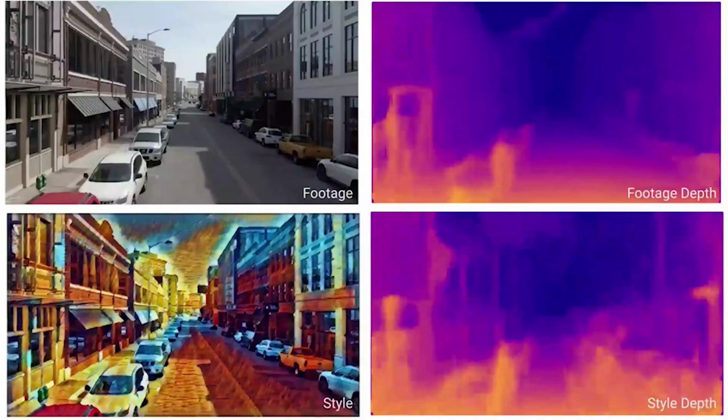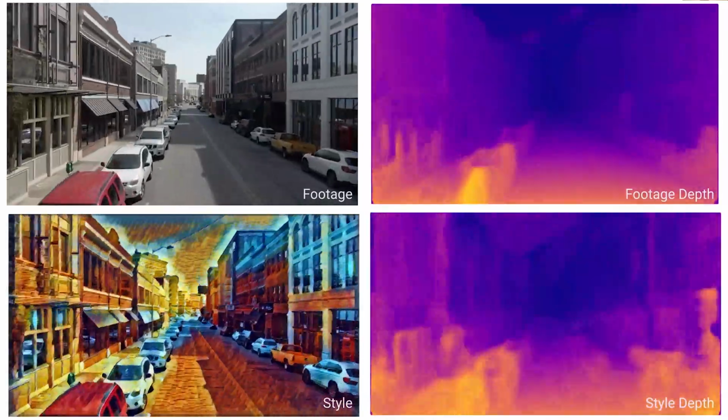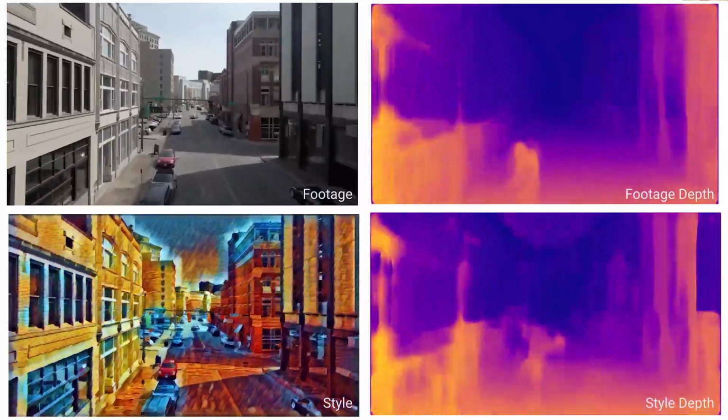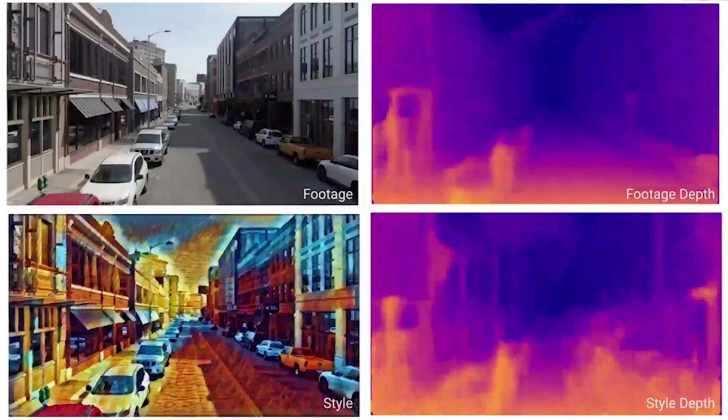So here again, we can see that we have our original footage that doesn't have any sophisticated associated metadata with it. It's just drone footage flying over the street. We have a stylization of this running on the bottom left, which we'll hopefully get to see. And then we're able to extract depth information from both the stylized image and the original footage.